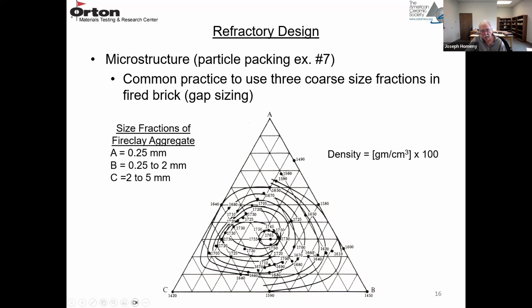Then you can see the density contours that were drawn out from the center here. So this is the maximum density in the center. And then as you go out in these density contours, they tend to decrease. So this is a very simple way of figuring out what your maximum density is when you have a certain array of sizes, and this is gap sizing.